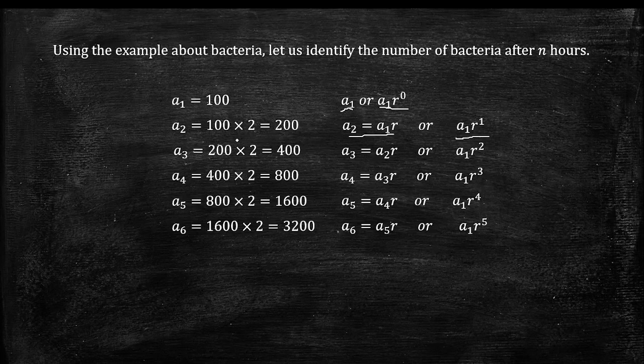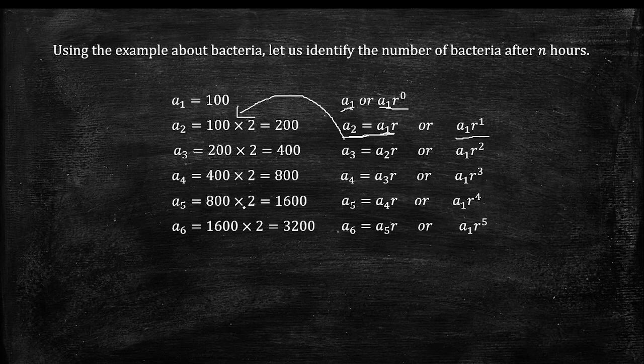Ito yung, for example, this first formula we have here, same lang siya or ito yung kanyang kalabasan. So, a sub 1 or 100 times their common ratio which is 2. So, 100 times 2 is equal to 200. Kung ito naman second formula yung gagamitin, same lang yung result which is 200. Next one is a sub 3. So, 400, the formula is a sub 3 equals a sub 2 times the ratio, or a sub 1 times r squared. And so on and so forth till we reach a sub 6, which is equal to 1,600 times 2 is equal to 3,200.